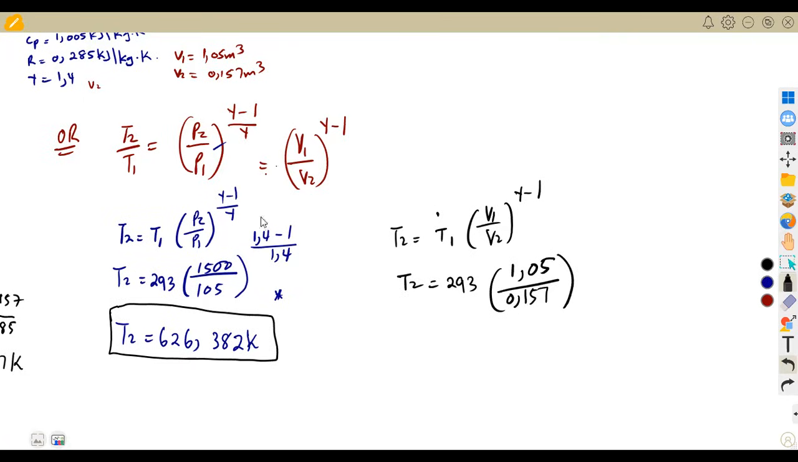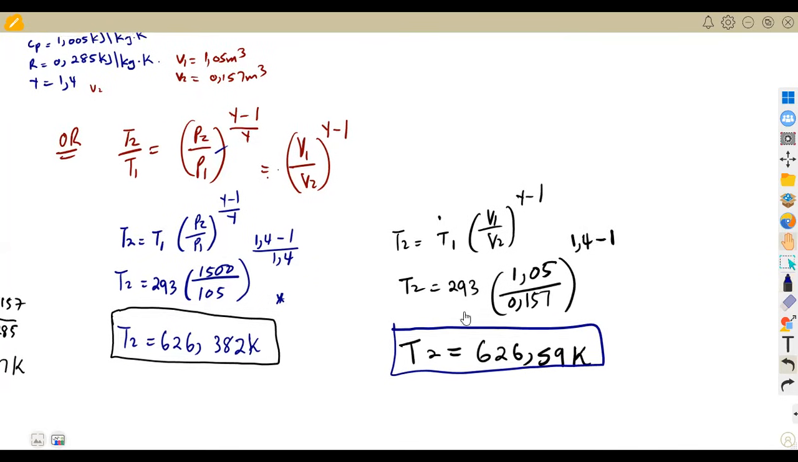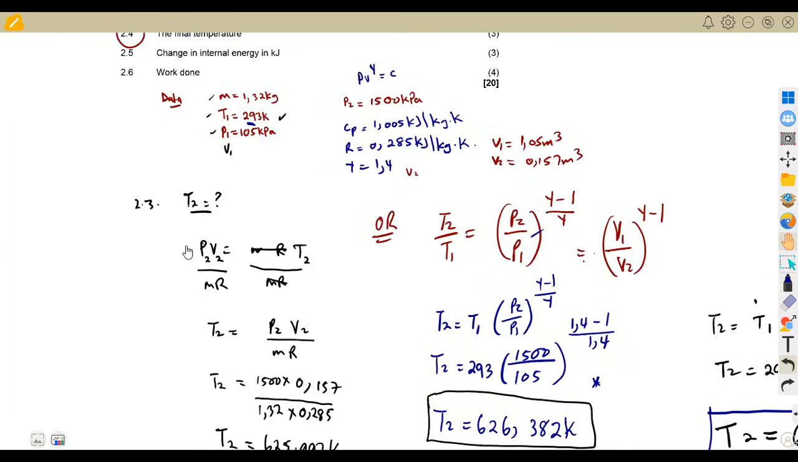All right, so the gamma there, which is 1,4, so it's to the exponent of 1,4 minus 1. So that was going to give us the value of T2. And this was going to be 626,59 Kelvin in this case. All right, so we have got the value of T2 in this case. So that is the idea there of our question.